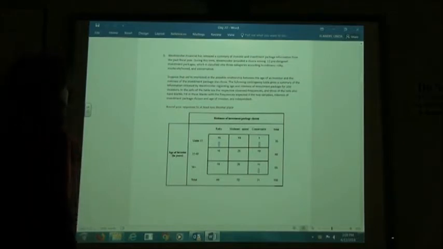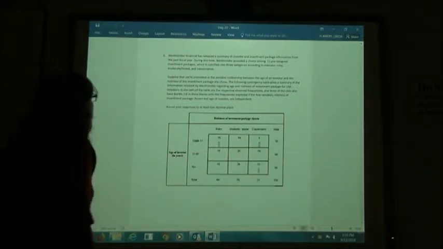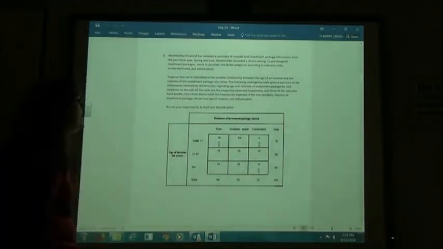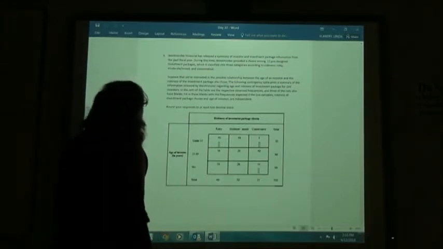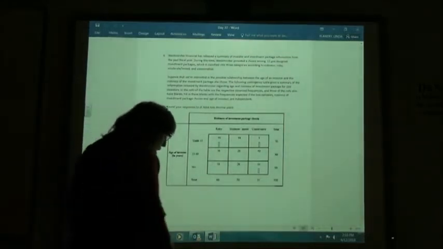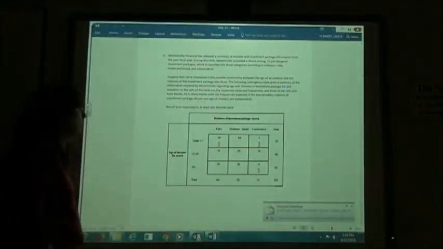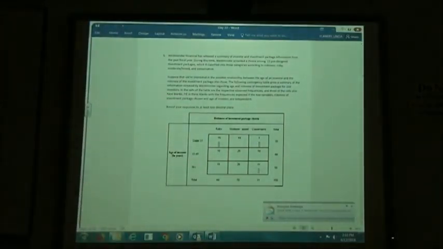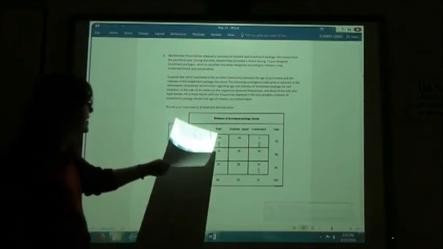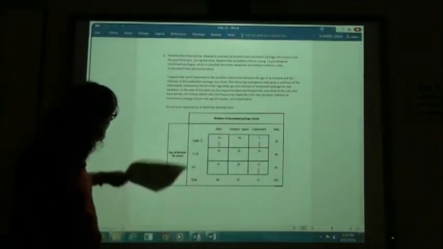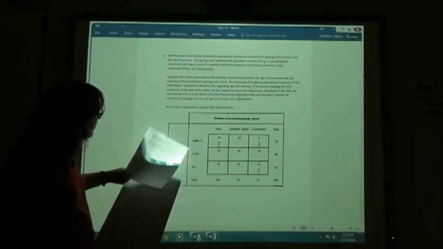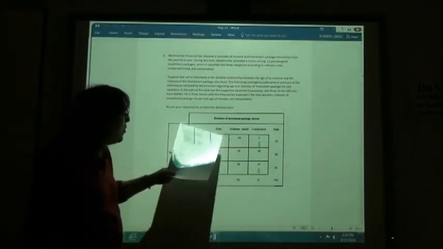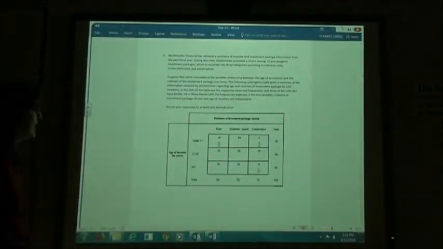In the cells of the table are the respective observed frequencies, and 3 of the cells also have blanks. Fill in the blanks with the frequencies expected if the 2 variables, riskiness of investment package chosen and age of the investor, are independent. So again, we've got our table. They've got them grouped: risky, moderate to mixed, and conservative, and they also have them by age group: under 35, 35 to 49, and 50 plus. We want to fill in those expected frequencies.